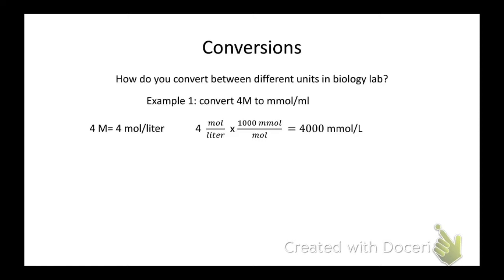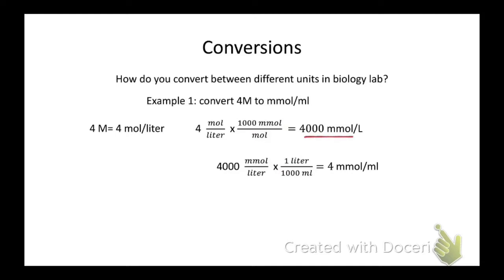So here we are at 4 moles per liter. Now if we multiply that to get rid of moles, we know that 1 mole is 1,000 millimoles. So we can get rid of the moles and we end up with 4,000 millimoles per liter. We still want to get that to mils, so we can do that in the following step.